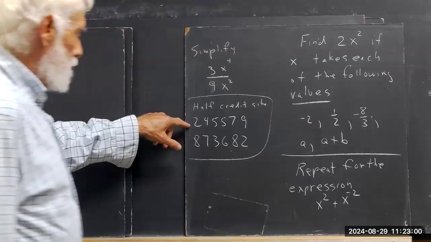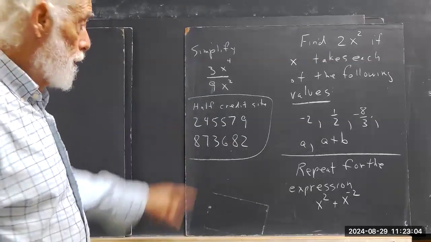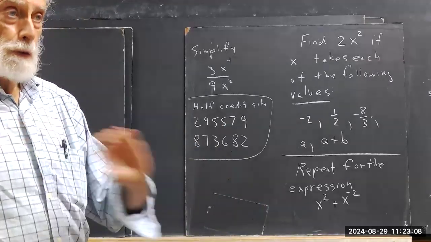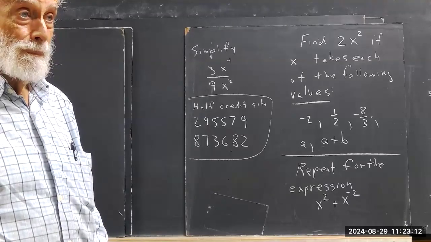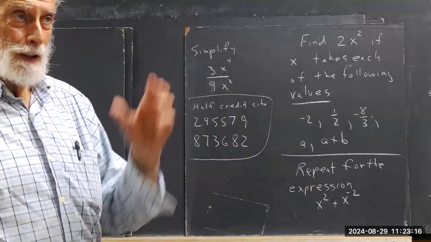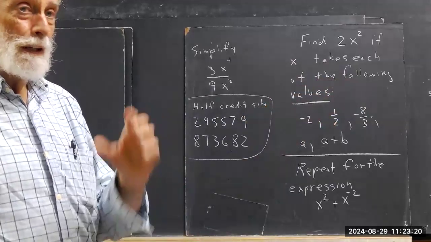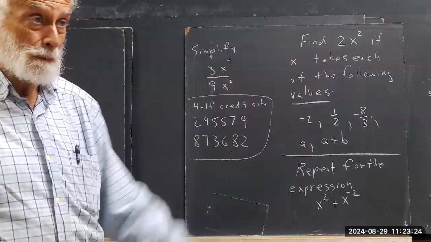So again, this is a course ID and enrollment key for the half credit site, which you can use anytime to do an assignment for half credit. Now, if you've already done it and you do it for half credit, you're not going to get that half credit plus what you got. But if half credit's better than what you made on it originally, I'll change it.